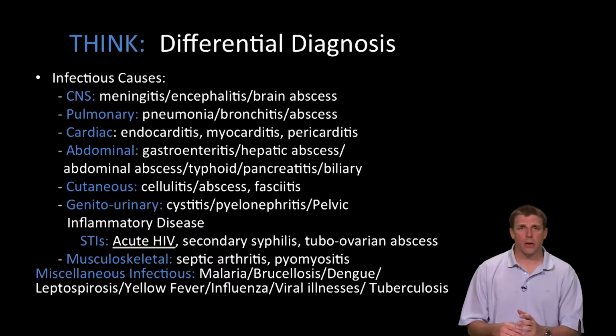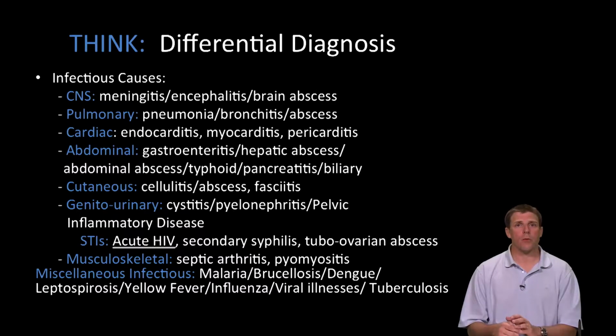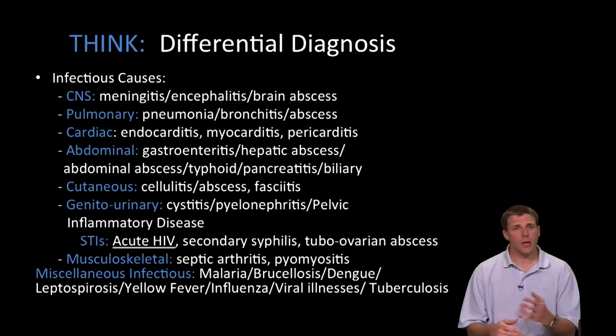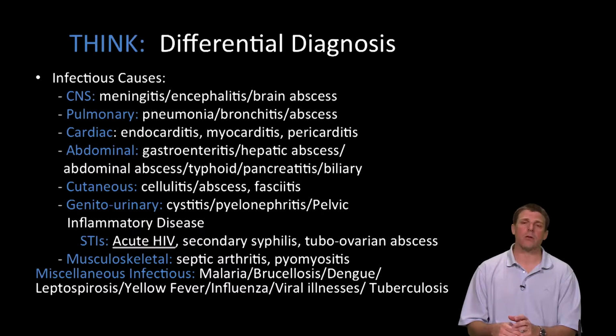The genitourinary considerations include cystitis, pyelonephritis or infection of the kidneys, or pelvic inflammatory disease. We must, as we discussed earlier, include sexually transmitted infections such as acute HIV infection. Secondary syphilis could also present in this manner, as would tuberovarian abscess related to chlamydia or gonorrhea in a female.